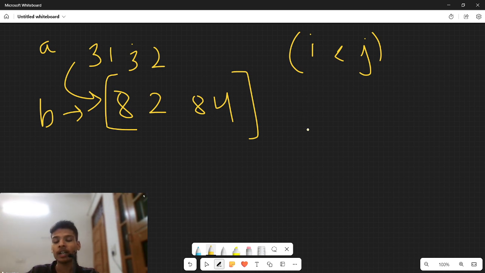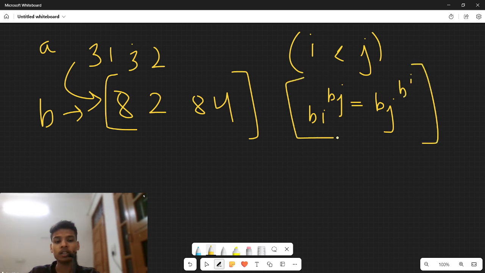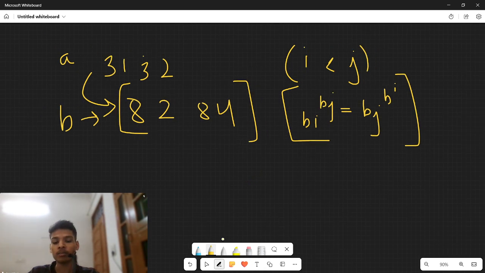So what I have to tell is the number of pairs in array b such that b of i to the power b of j should be equal to b of j to the power b of i, right? So this is my problem. I have to tell the number of pairs i and j such that i is smaller than j, and b i to the power b j is equal to b j to the power b i, right? So this is the whole problem intuition and explanation. Now I will rewrite this equation and tell you how you can solve this efficiently.